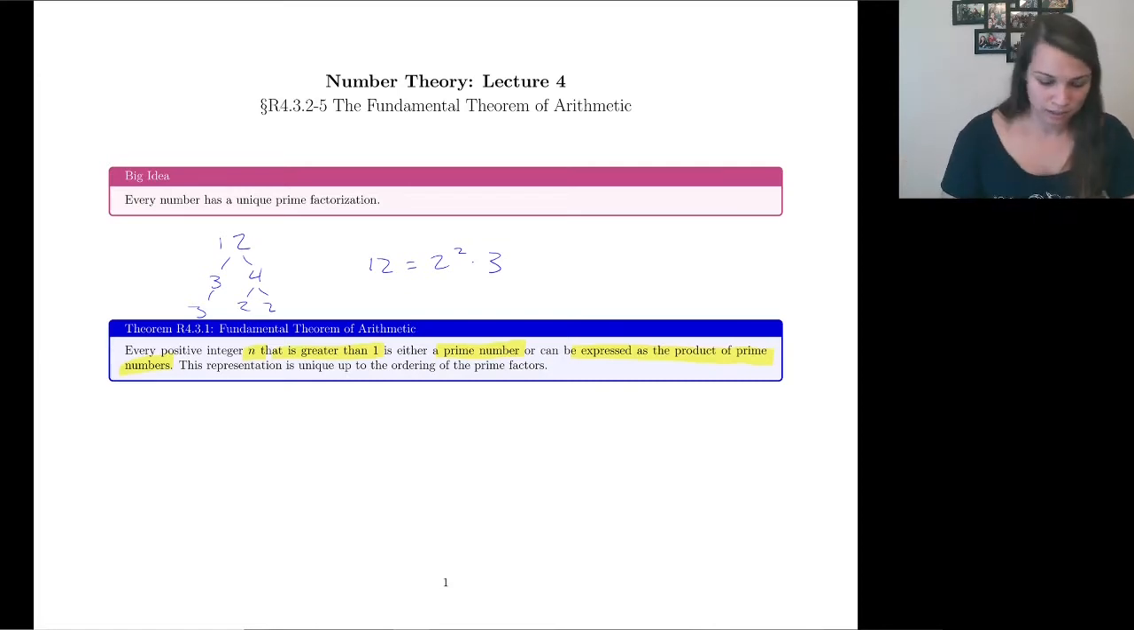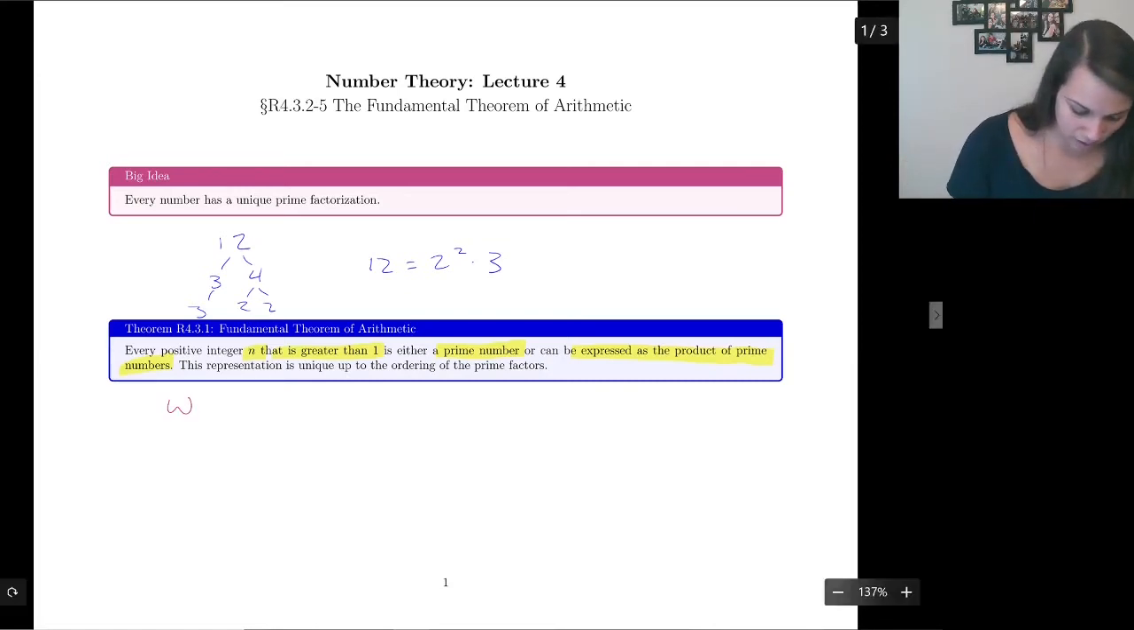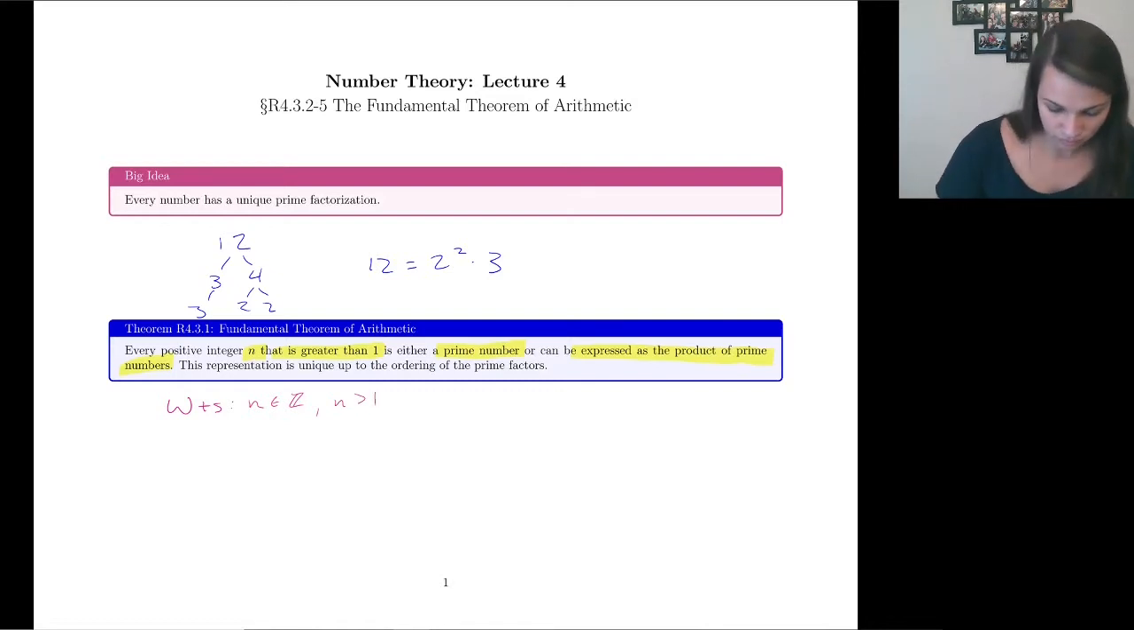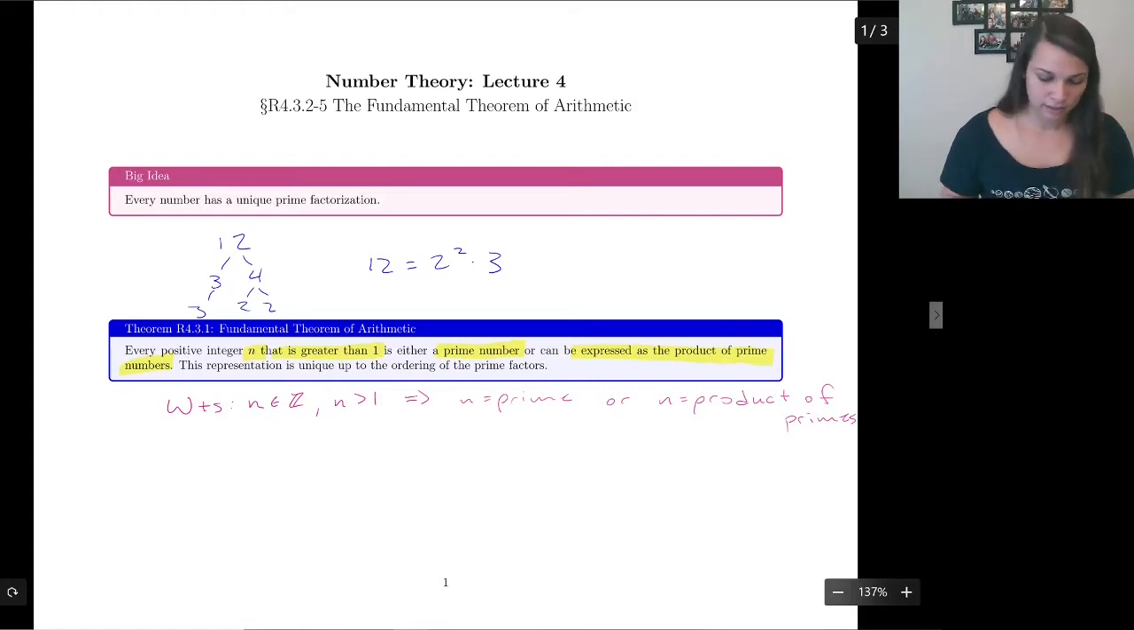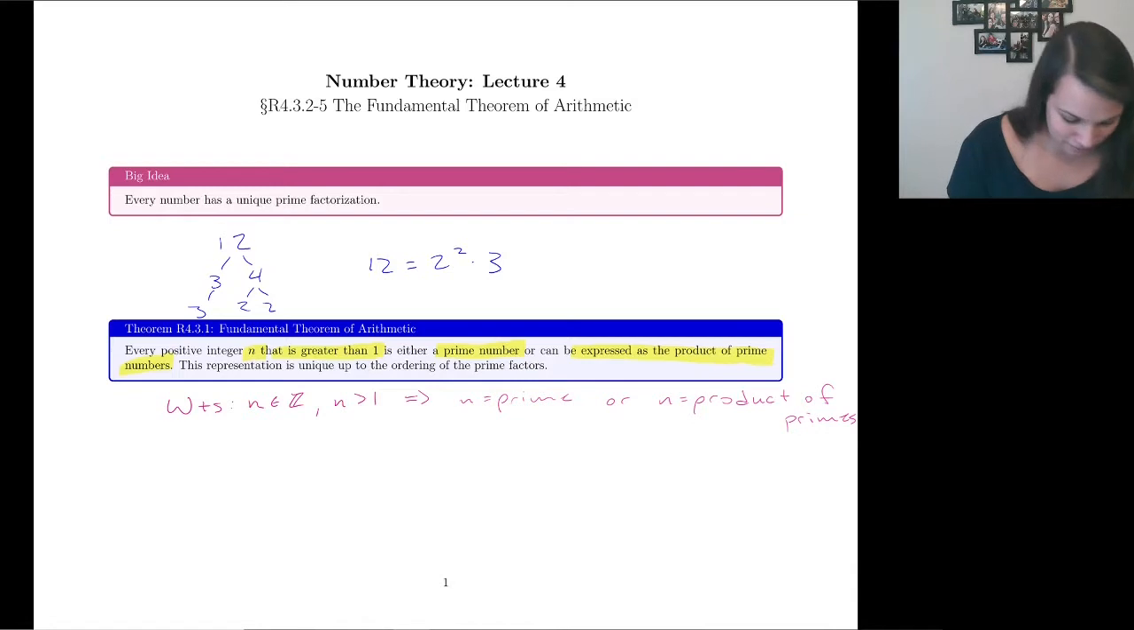In order to do this, let's put down a goal. So I want to show, what are we assuming? We're assuming that we're working with an integer, and we're assuming that integer is greater than 1. And what we want to be able to conclude is that this integer is either prime or the product of primes. All right, so now that we know where we're going, let's start up with our proof.